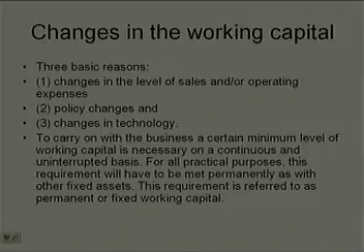Now, whenever there is a fluctuation taking place, we supplement this permanent part with the variable portion of working capital. So, we have two components of working capital. One is called the permanent part and the other one is called the variable part. Now, depending on the business, the level of permanent working capital as well as the variable working capital may change.